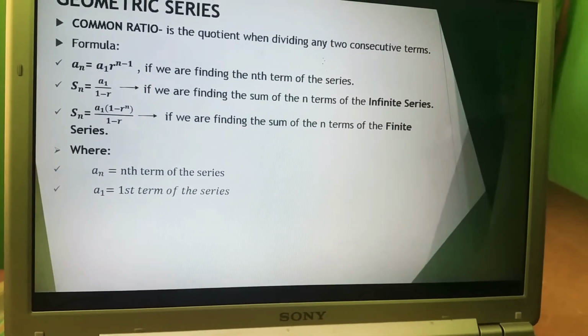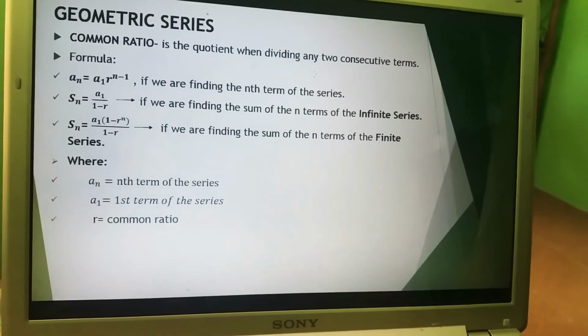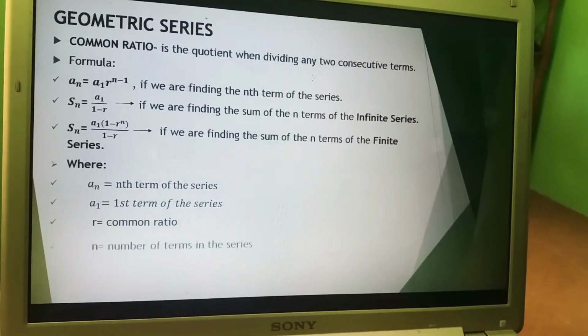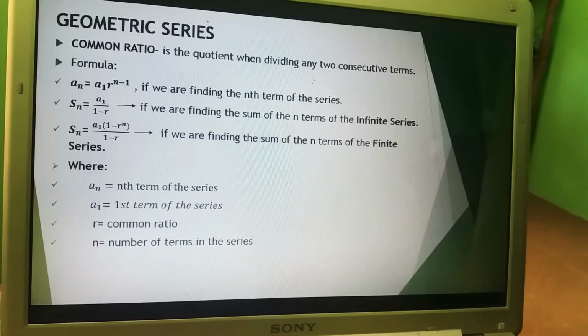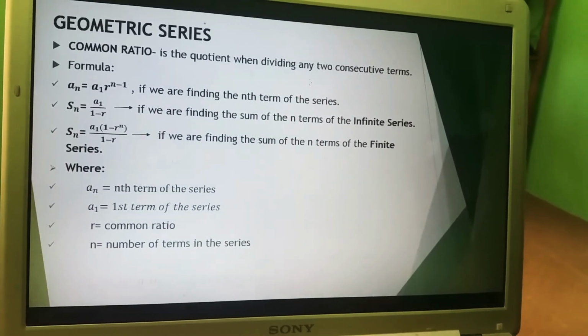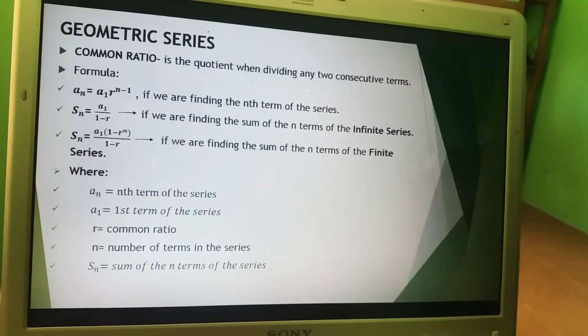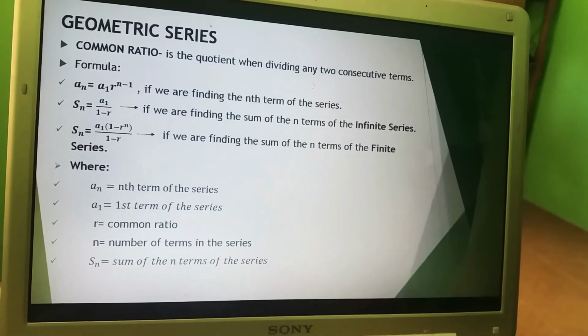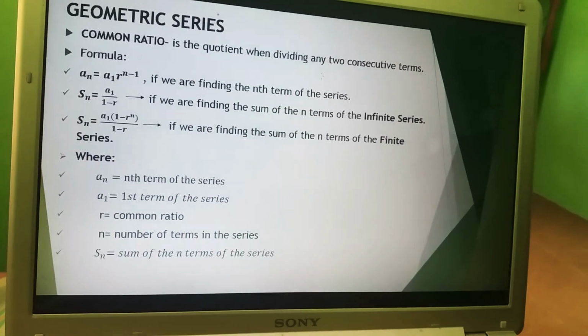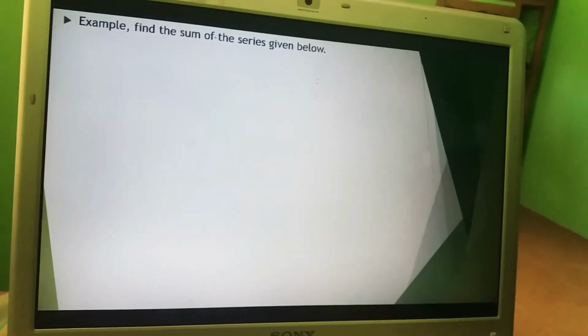Where a sub n is the nth term of the series, a sub 1 is the first term of the series, r is the common ratio, and n is the number of terms in the series. And S sub n is the sum of the nth terms of the series. Ayan, let's have an example.